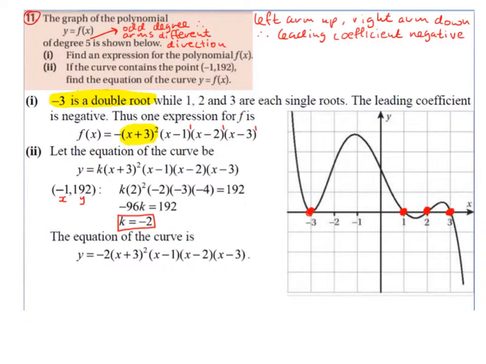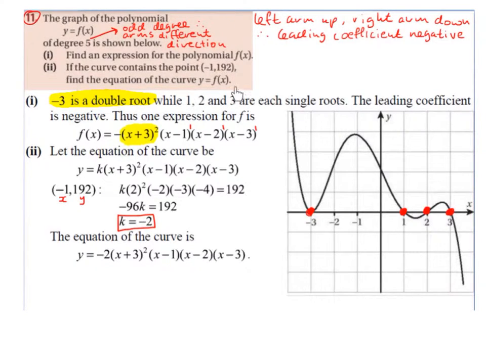Okay, so now we're going to start to look at the points at which our graph either crosses or touches the x-axis. So we've got minus 3, 1, 2, and 3. At x is equal to minus 3, we can see that we actually have a turning point. Our graph just touches the x-axis. So minus 3, therefore, is a double root. So our factor of x plus 3 is going to be squared. If our x value is minus 3, then our factor is x plus 3, and this is going to be squared because it's a double root, because we have a turning point.